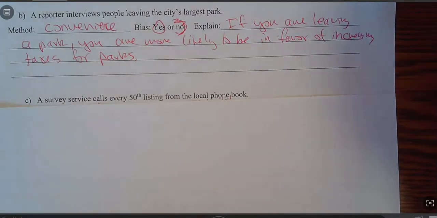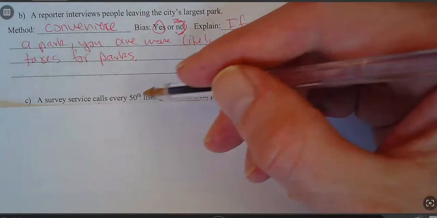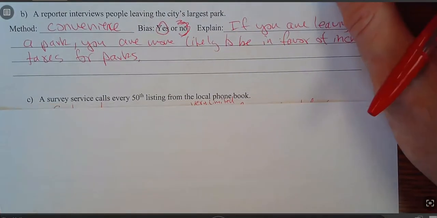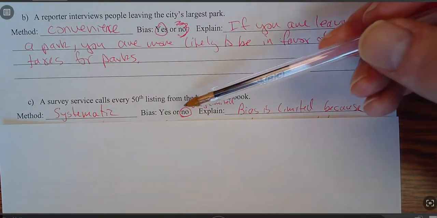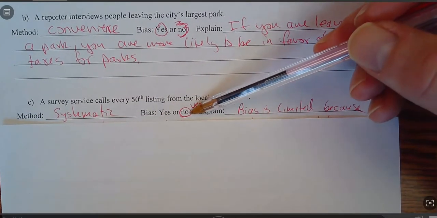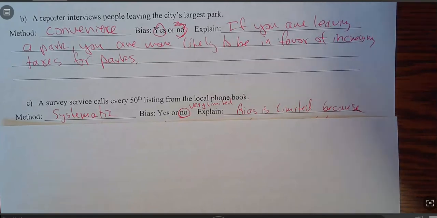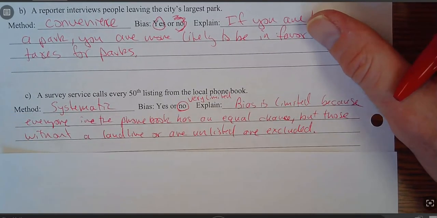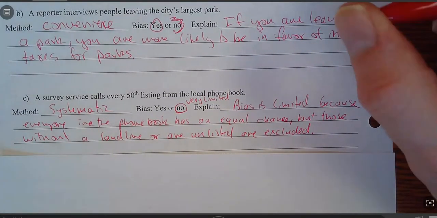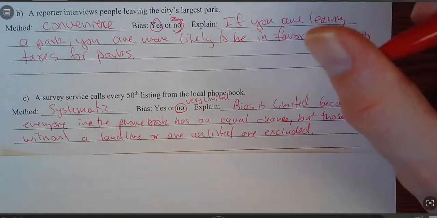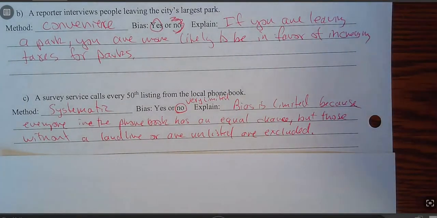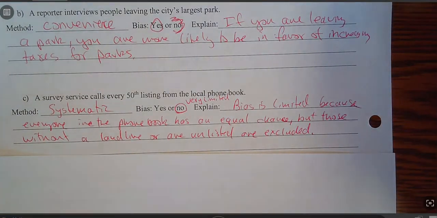How about C, a survey service calls every 50th listing in the local phone book. The phone book is alphabetically arranged, and you're going to follow a rule, call every 50th person. That sure sounds like systematic. Is it biased? Well, it's very limited, because everyone in the phone book has an equal chance. You do want to keep in mind, especially in the last 10 or 15 years, people have stopped having landlines and they don't put their number in the phone book. Anybody who has just a cell phone is excluded. So there is some bias.